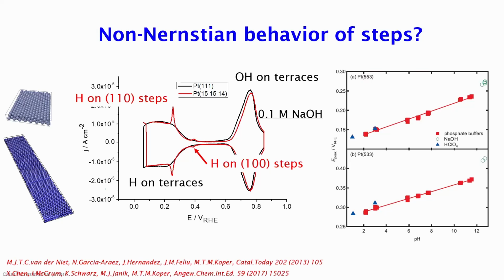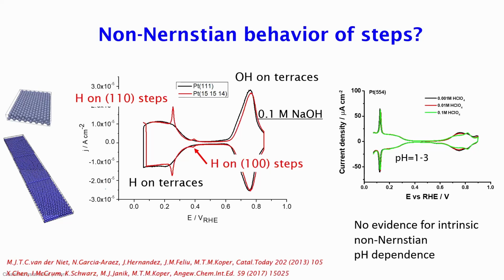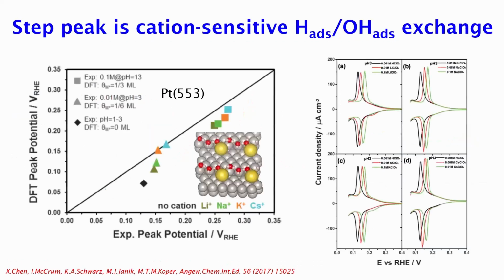If we limit this experiment to a pH range where we don't need to add cations to change pH, actually there is no pH dependence. If we do this from pH 1 to 3, we see that the peak is always at the same potential. So I still think this peak is simply proton-electron transfer coupled. But as we change pH, we change the concentration of cations, and apparently the cations can interact with one of the species, presumably OH, and that leads to this apparent non-Nernstian shift.